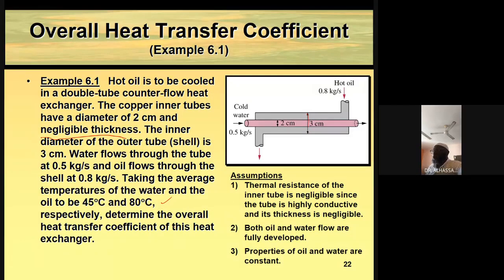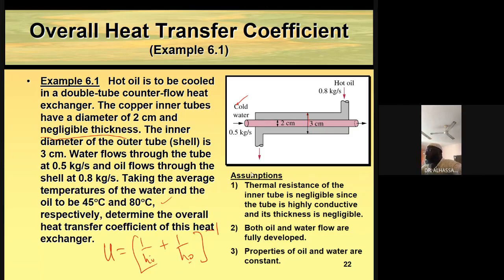So now we want to determine U equals 1 over HI plus 1 over HO, all raised to the power minus 1. HI is the heat transfer coefficient for the cold water. And HO is the heat transfer coefficient for the hot oil. Okay, so this is what we need to determine.